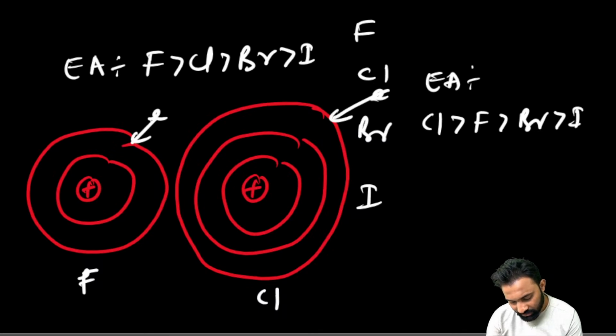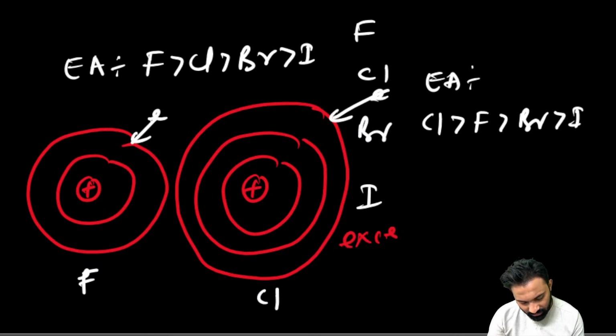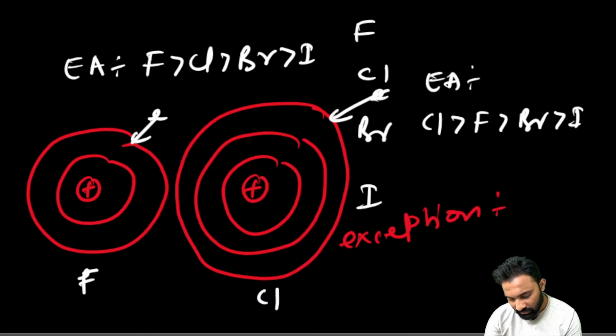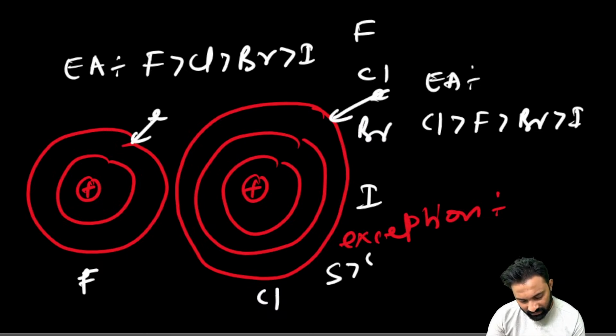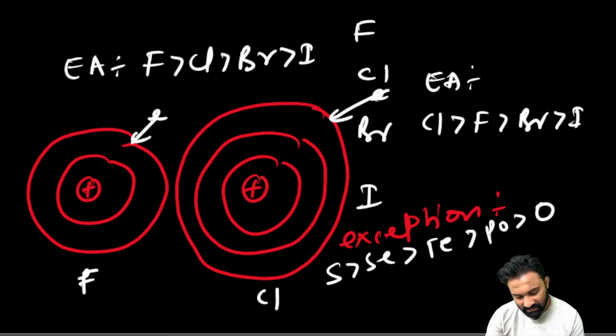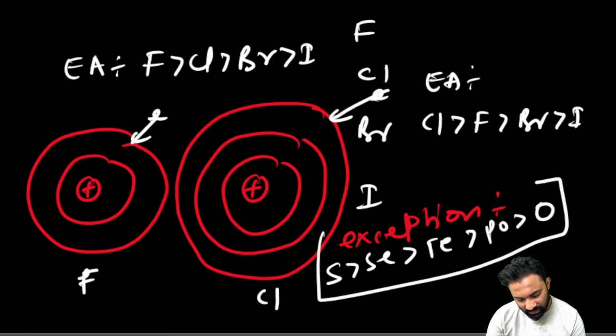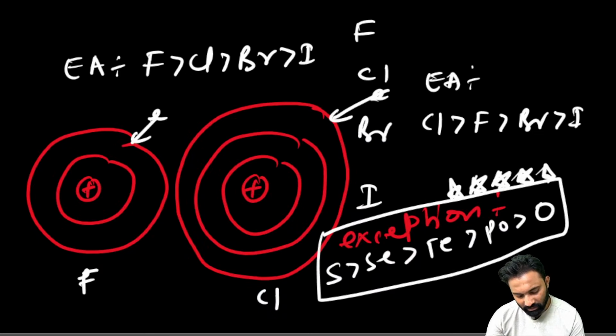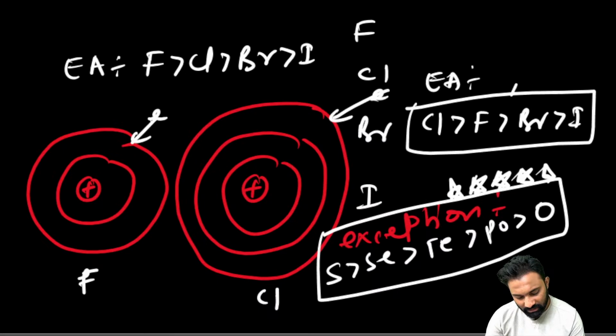But the exception we are having, this is one very good exception. You have to remember. Exception is only for which one? The 16th group elements, that is sulfur greater than selenium greater than tellurium greater than polonium, and the last is oxygen. This is one exceptional electron affinity order for the oxygen family. This is the only order, and the rest all are the same.